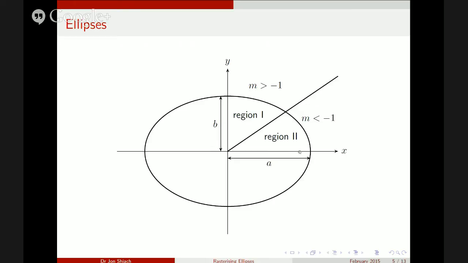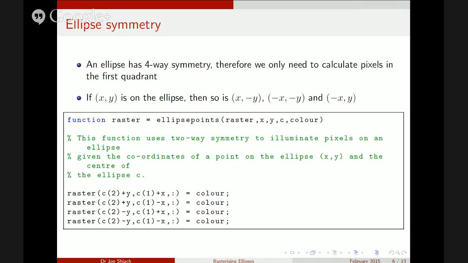We only have to concentrate on that first quadrant. We don't have to do the other three because we can use symmetry. We don't have as many lines of symmetry as circle drawing, but we still have four-way symmetry. So we only need to calculate pixels in the first quadrant. All the other quadrants are just combinations of x, y; x, minus y; minus x, y; minus x, minus y.